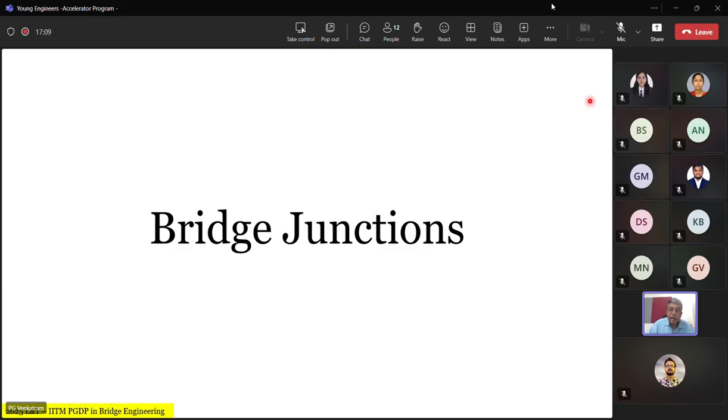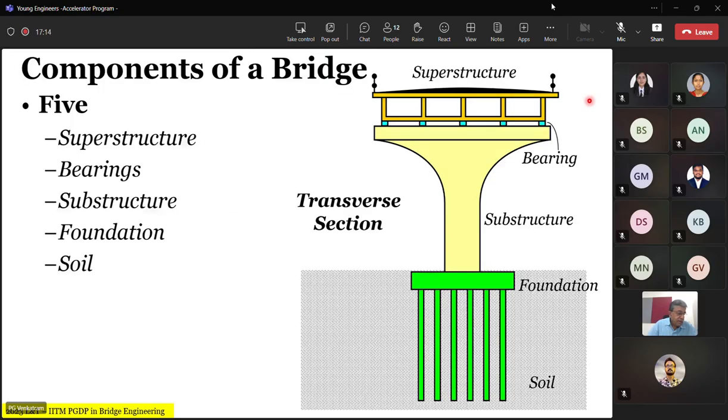So we start with the bridge joints. Now, what exactly are bridge junctions? We summarize five components of the bridge: the superstructure, the bearing, substructure, foundation, and the soil. One of the first places where we can think of a joint is between the superstructure and the substructure. We also have a junction between substructure and the foundation, and we don't call the interface between foundation and soil a junction, we call it an interface.